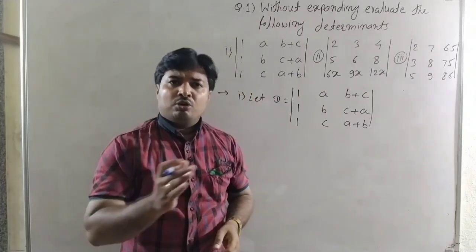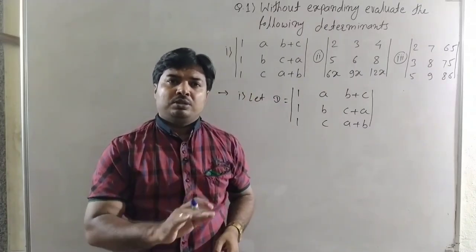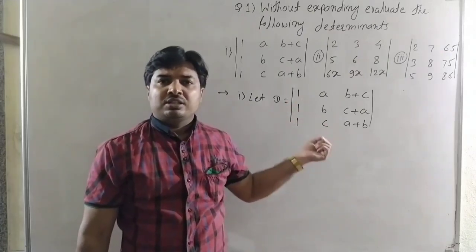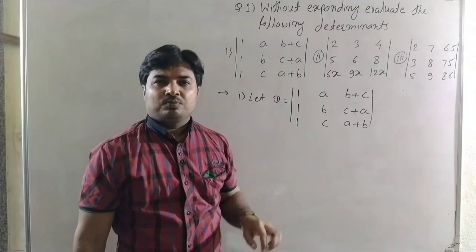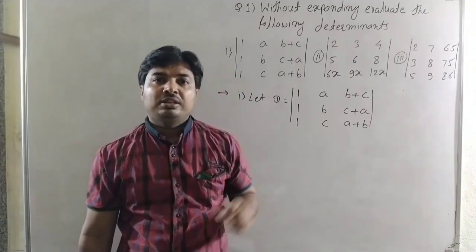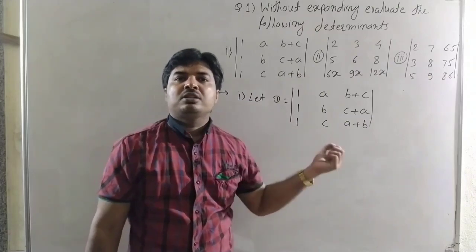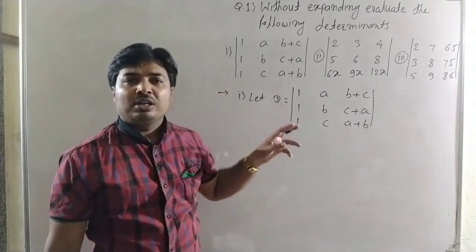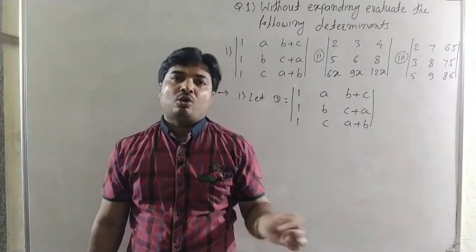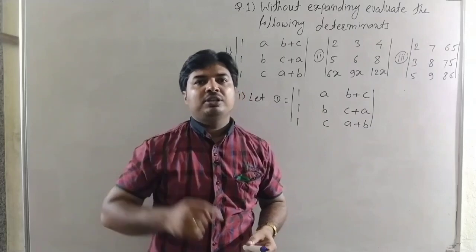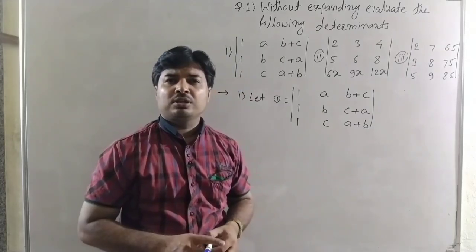We have already seen the properties of determinants. There are 8 properties. If the rows and columns are interchanged, the value of the determinant does not change. If any 2 rows or any 2 columns are interchanged, the value of the determinant changes only in its sign. And the third property: if any 2 rows or any 2 columns are equal, then the value of the determinant is 0.